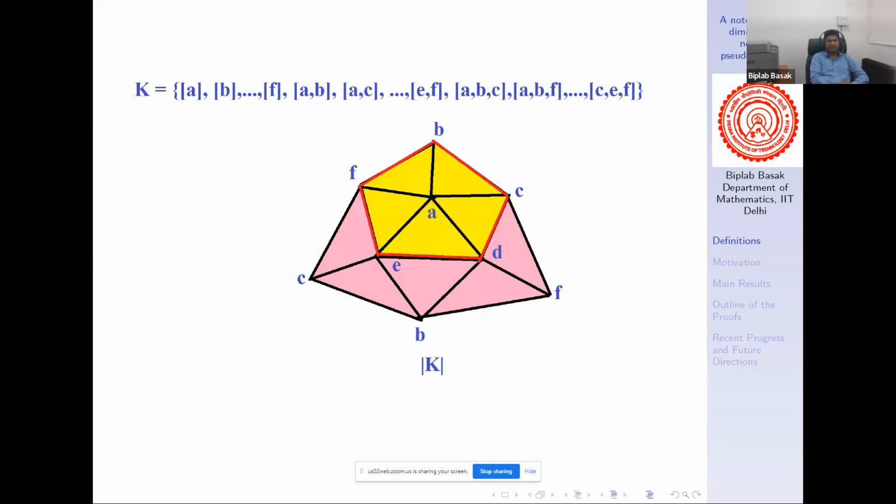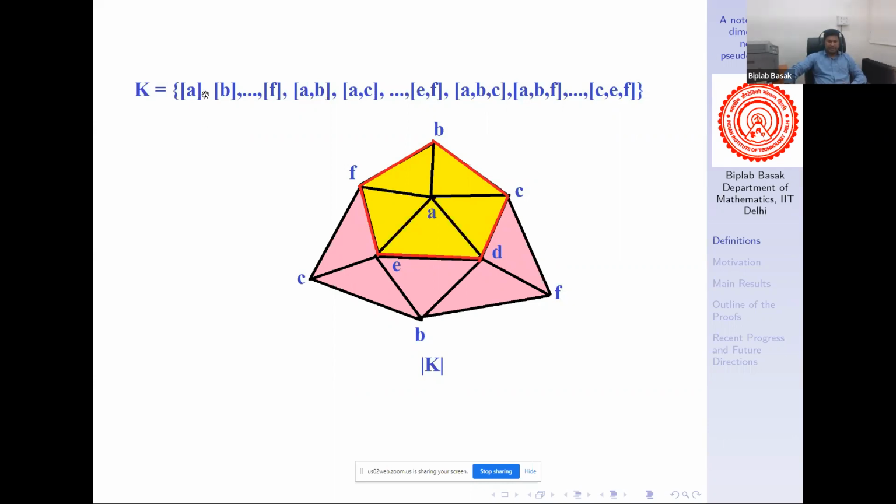So here is one example. Let K be the collection of these simplices. That means here we have six zero simplices, namely the vertices A, B, C, D, E, F. So we have 15 edges. These are the 15 edges, and we have 10 triangles. Okay, so here you can see in this figure as well, right?